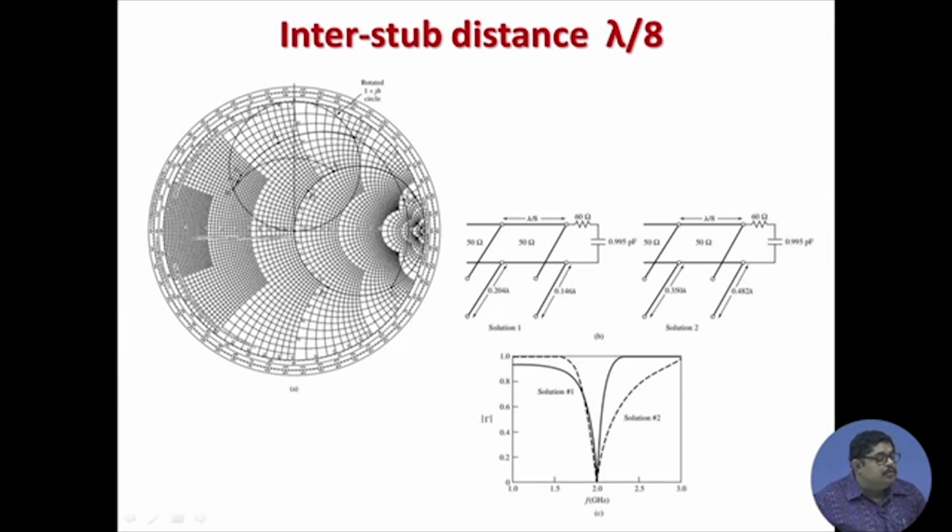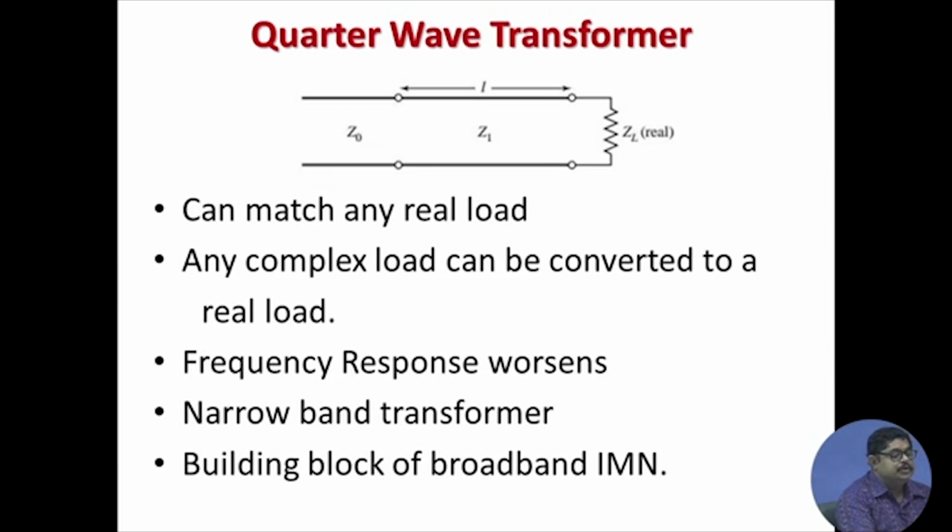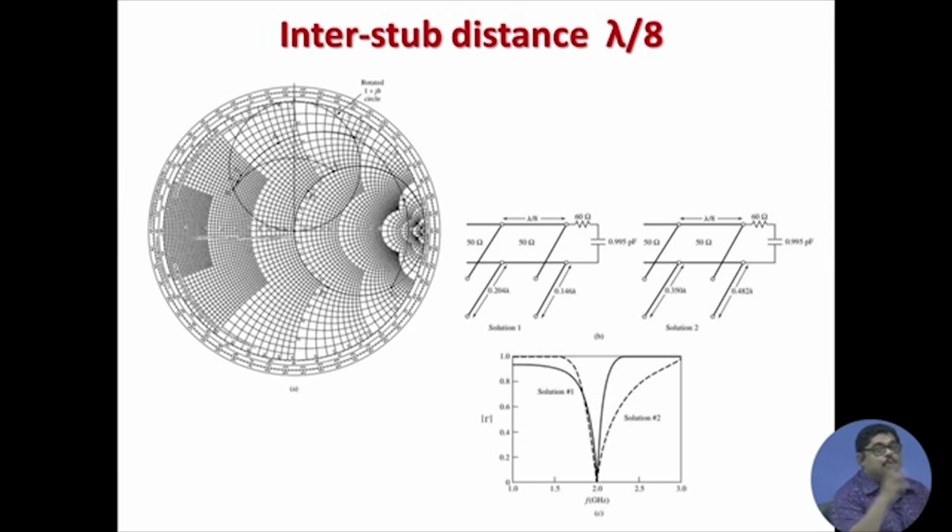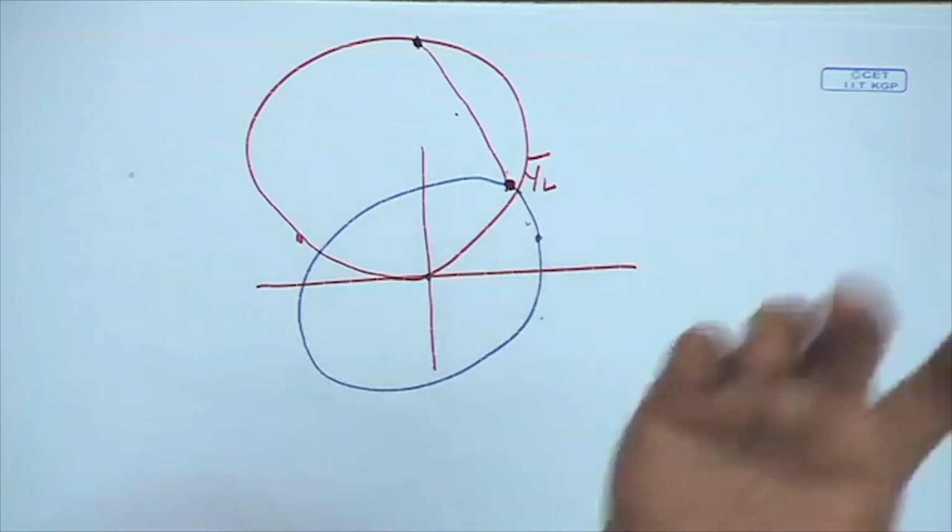Our 1 plus jB circle is this, for a lambda by 2 separation of the 2 stubs. So, this circle after reflection becomes this. So, you try to come on this circle, so that after this movement of lambda by 2 you will come to this circle, and then from there it is a change of susceptance which will bring you to the center. Now, again solution wise you can see there are 2 solutions. So, that is all about that any complex load you can match to any real load by these.